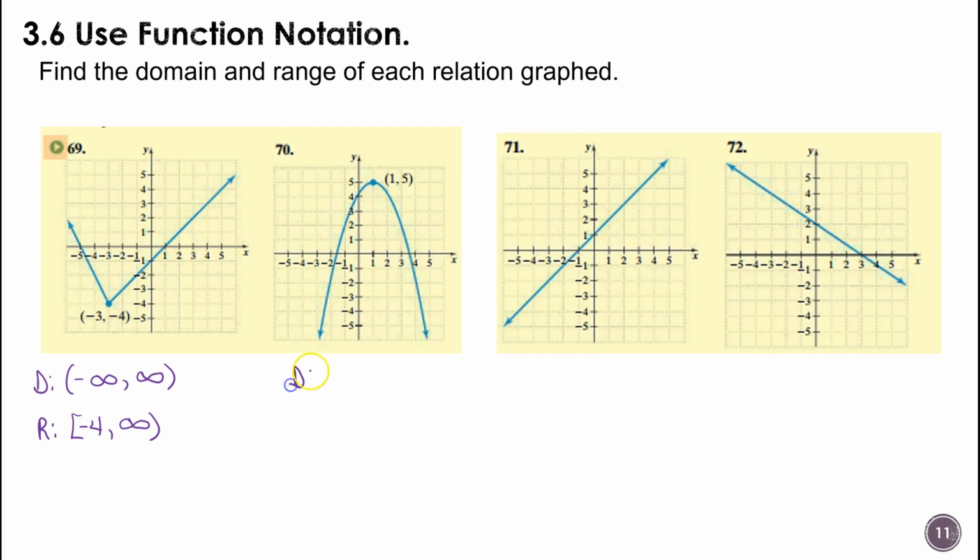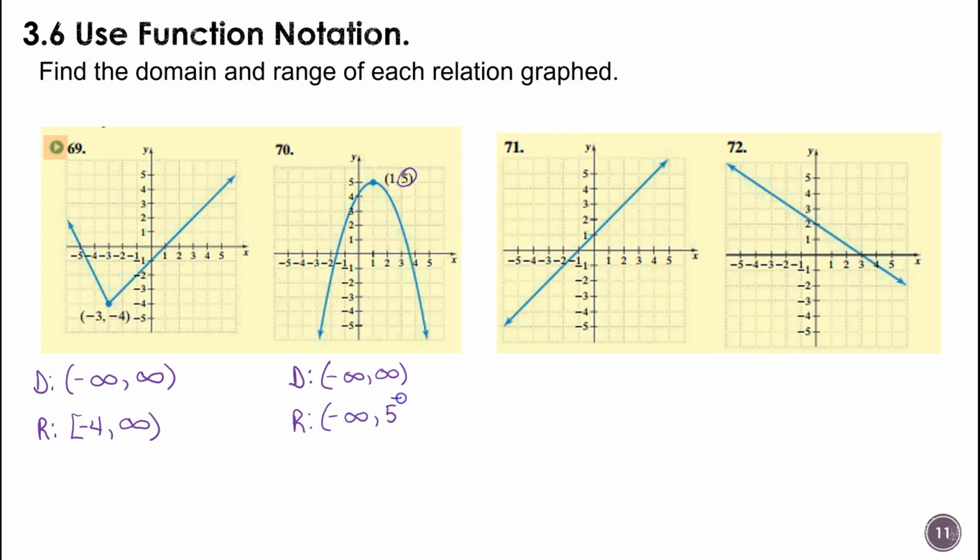Same thing happens with the domain on this parabola. Right? It keeps going in the negative direction, but it also keeps getting wider and wider and wider. So x can be any number, any real number. So negative infinity to positive infinity again on that. And then my range is going to start at 5. Or it stops at 5, I guess you could say, right? The highest point on my graph is at 5. So for the y coordinate, I'm going to go from negative infinity to 5.